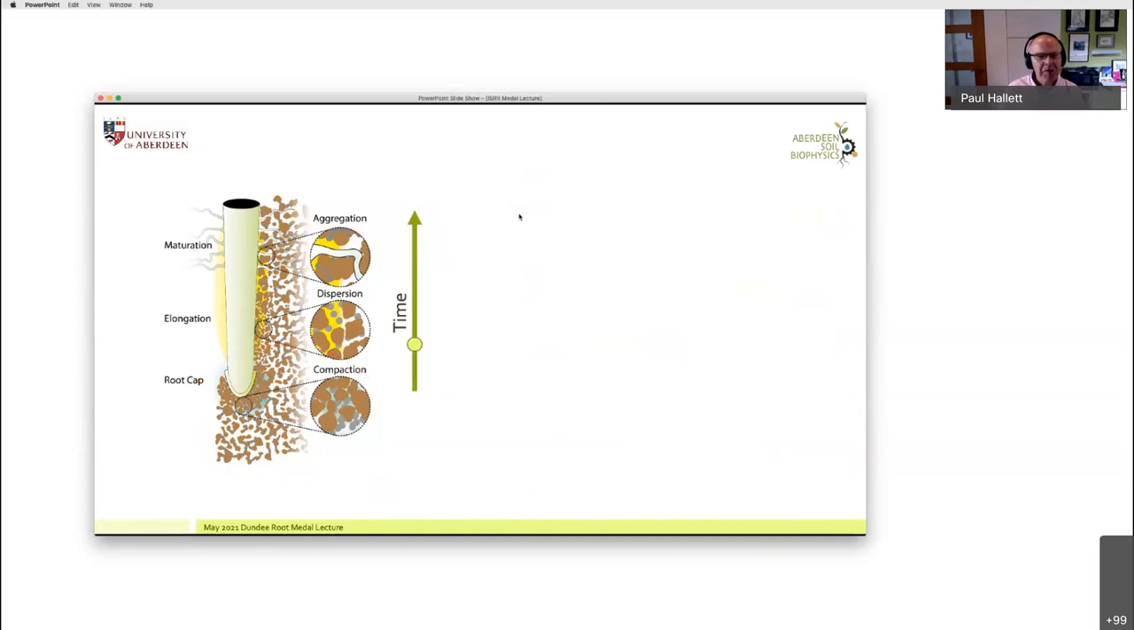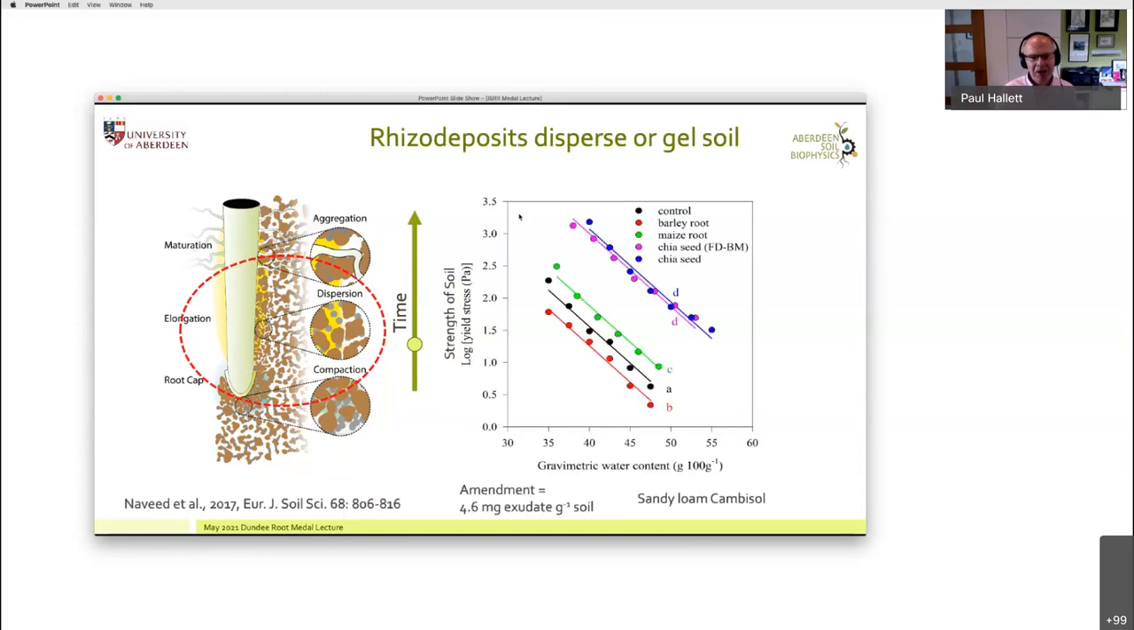If we go through a bit further where we've got exudates being pumped out within the elongation zone, these can also have a major influence on soil physical behavior. So one of the interesting findings, I think, from this project was that whereas we tend to think of exudates as these kind of aggregating materials which form this really nice soil structure, we actually found they may do that, or they may do something else. They may actually disperse the soil.